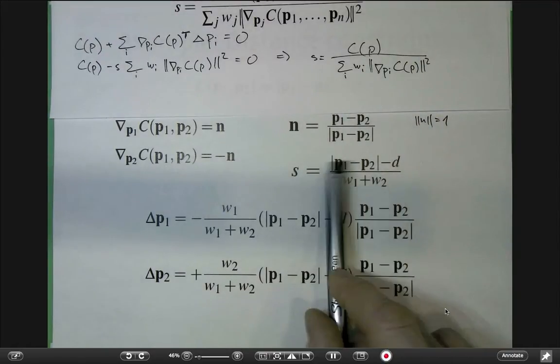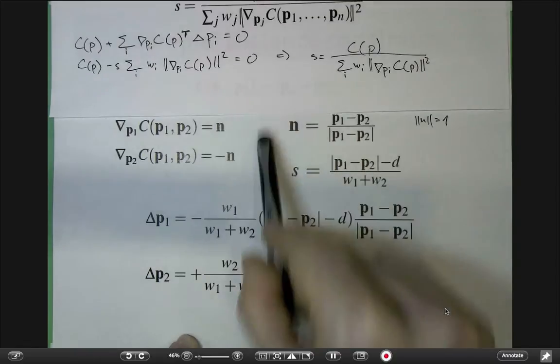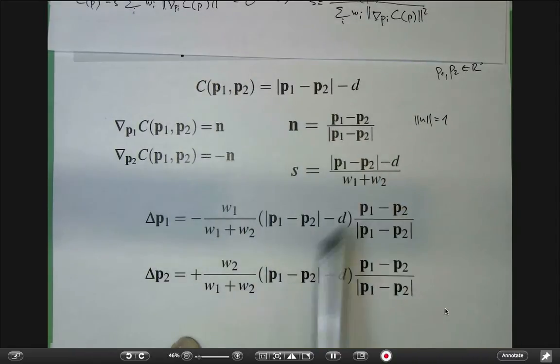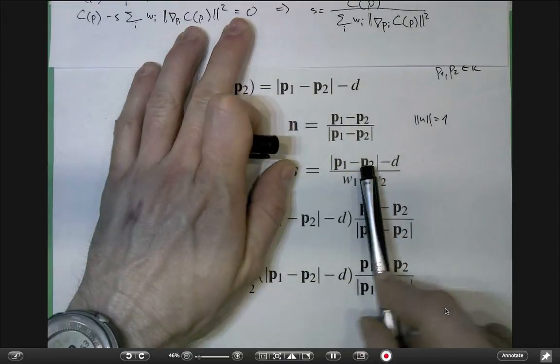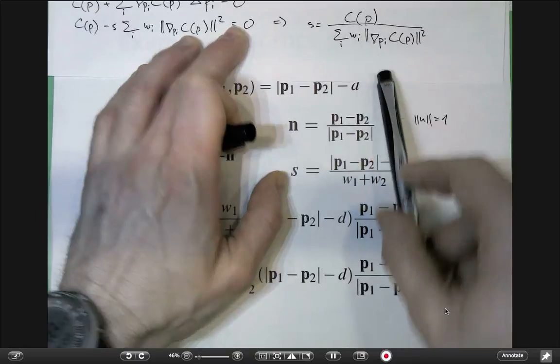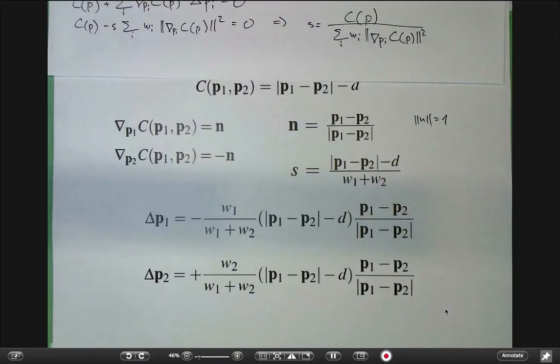And this is the value of the constraint. In this case, the constraint is the norm of p1 minus p2 minus d. So this is what I have here. So this is exactly this form applied to the specific type of constraint. All right?